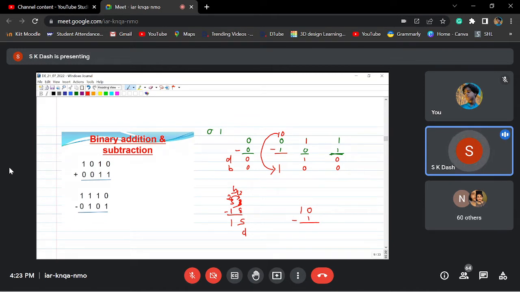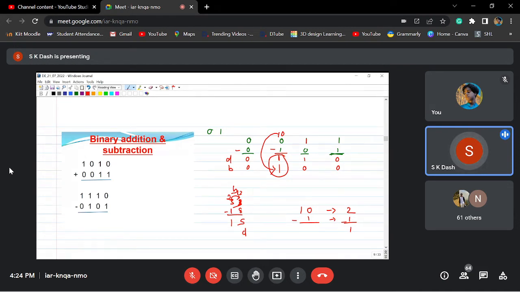What is the decimal equivalent of 1 0? Not 10. The decimal equivalent is 2. 1's decimal equivalent is 1. 2 minus 1 is what? 1 only. Okay. So what will the difference be? The difference will also be equal to 1. Keep that in mind. 0 minus 1 requires a borrow of 1 and the difference will also be equal to 1. Is it clear up to this? Not to memorize, just remember this: difference will be 1, borrow will be 1.